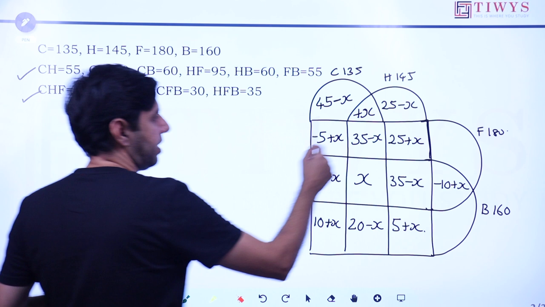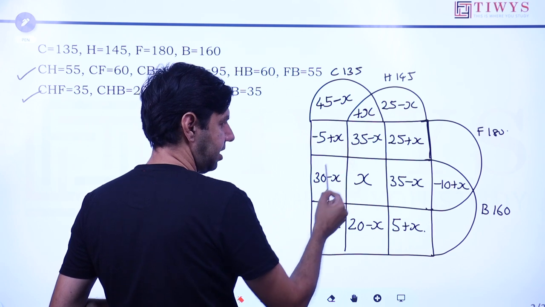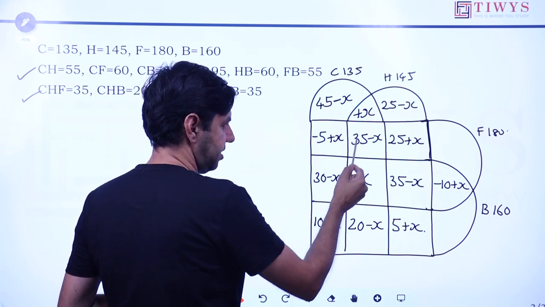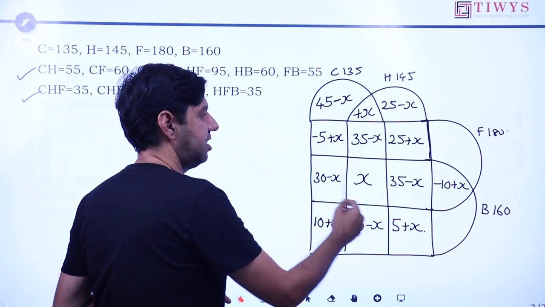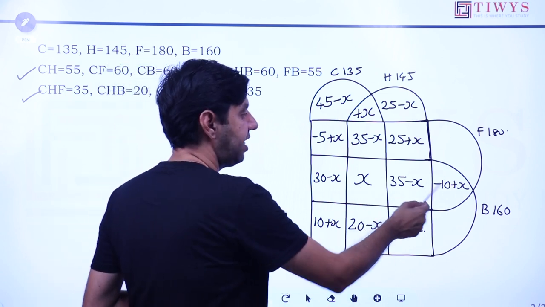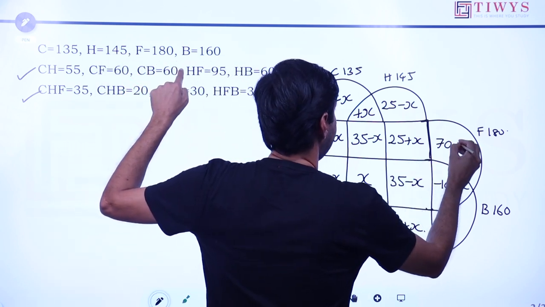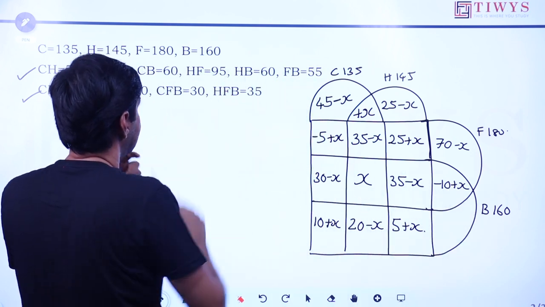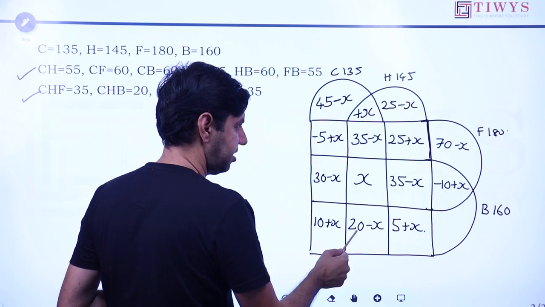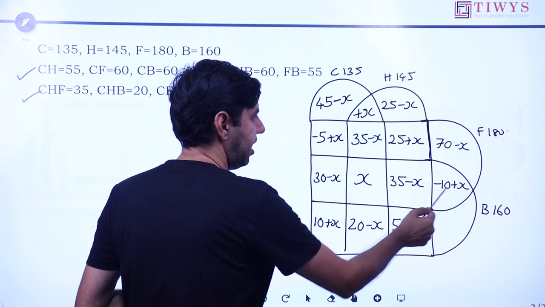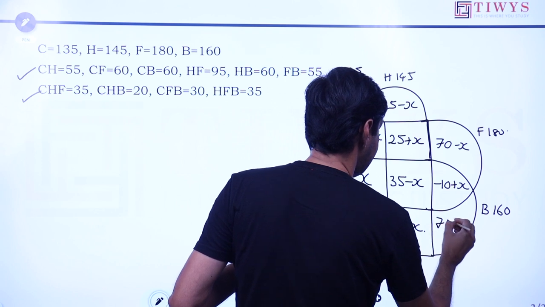Football, 180, so let's add this. There's a minus, so this is a 30, 30 and 30, 60. 60, 60 and this is another 60. 60 and 60 is 120. 120 minus 10, that's 110. So that's a large number, 70 minus x. And lastly, basketball, 160. So that's 30, 40, 40, 60, 60 and 40, 100. 100 minus 10 is a 90. So this is also 70 minus x.